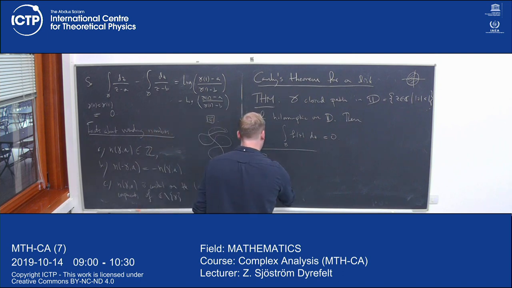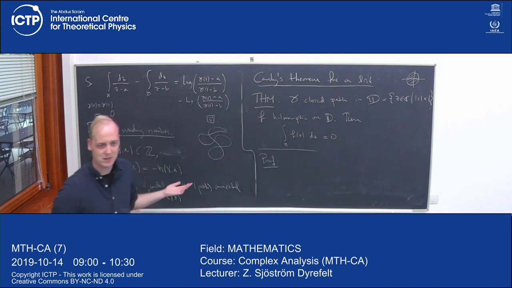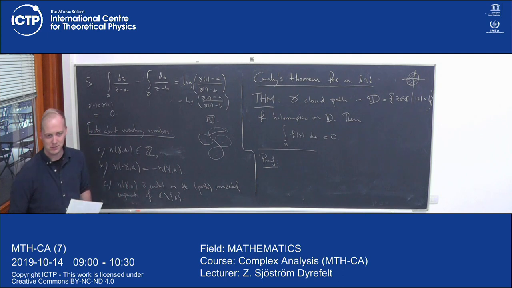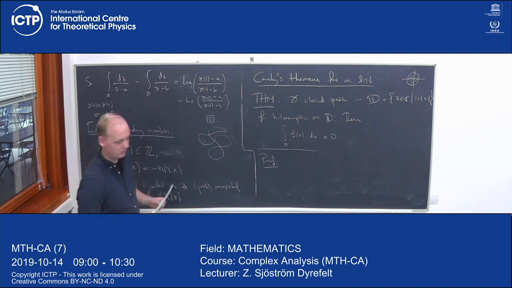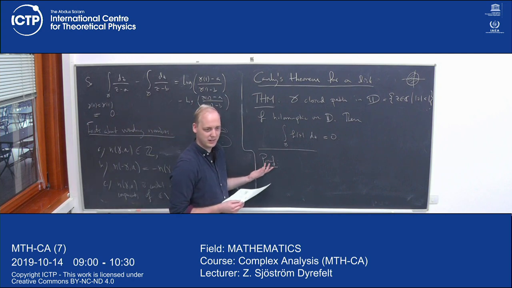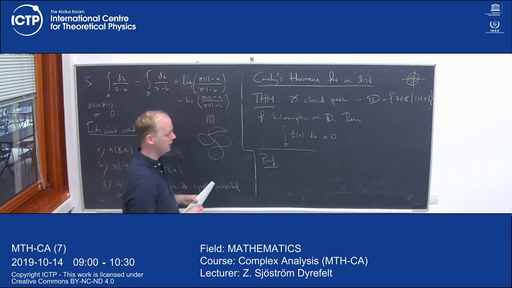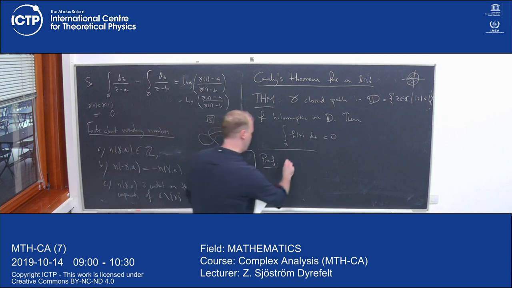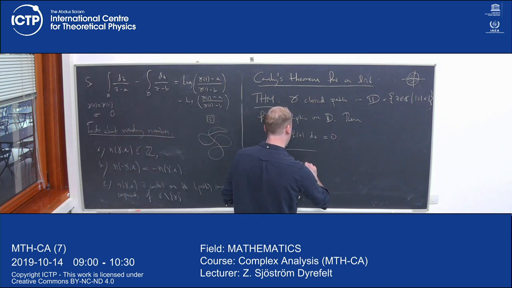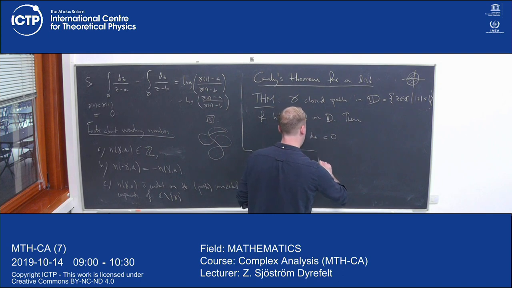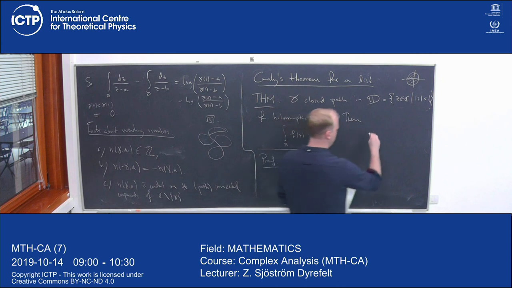So proof. The proof is very enlightening. All the proofs are essentially variants of the same thing. So once you know one, you know kind of all of the proofs. So we will try to do this in detail, how you prove it. So the idea is to approximate gamma. So gamma is now our first curve.